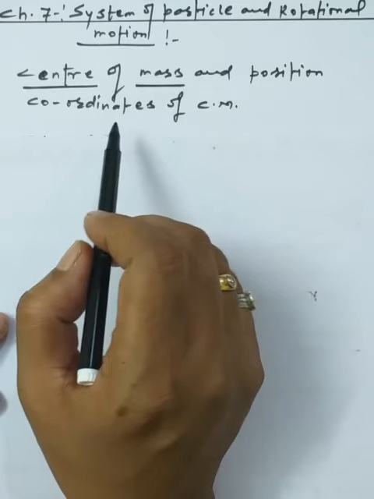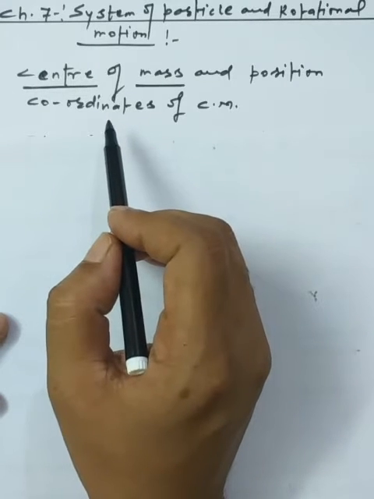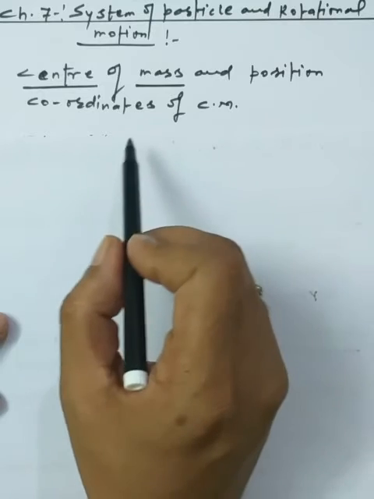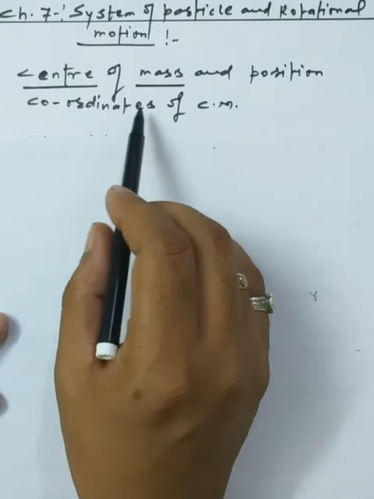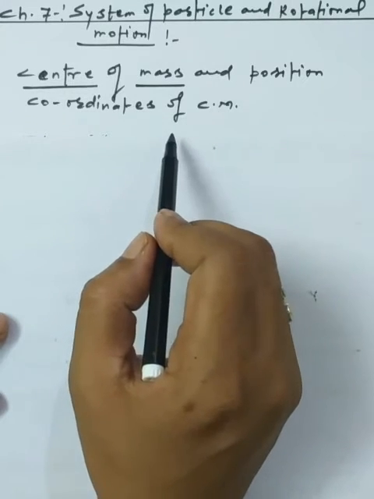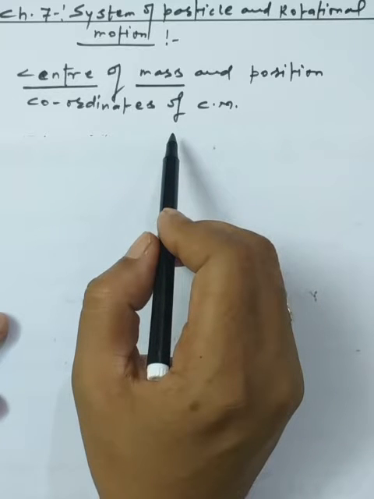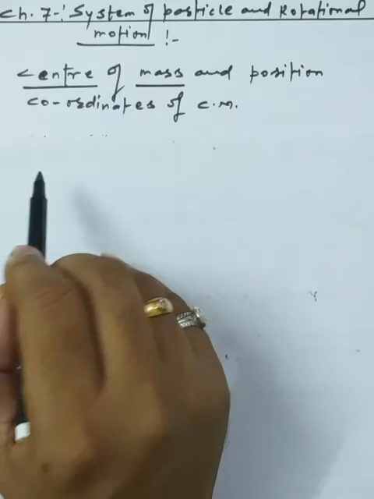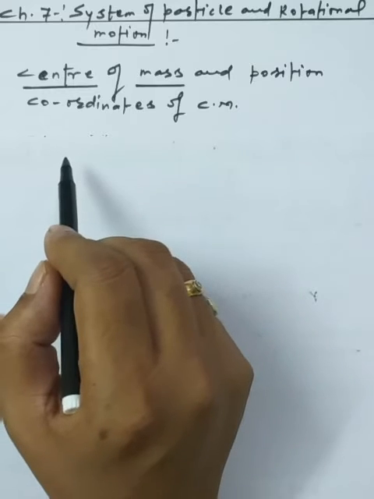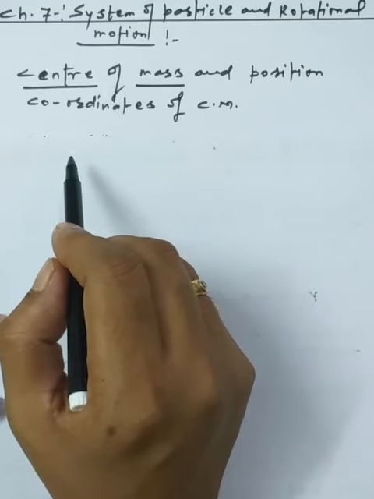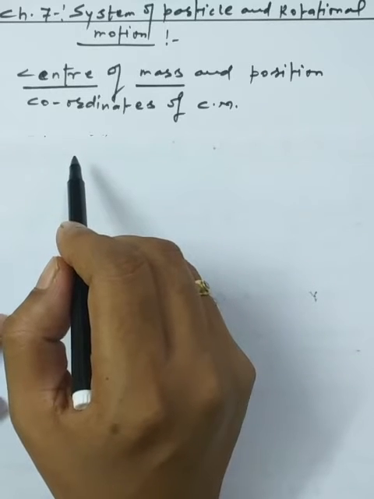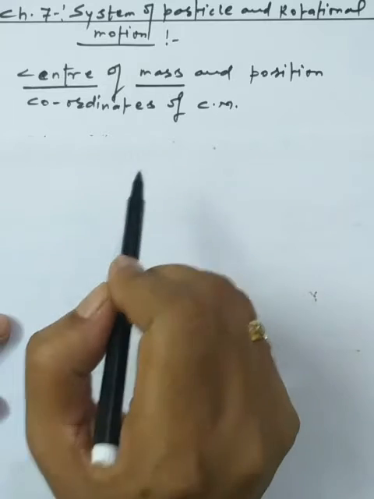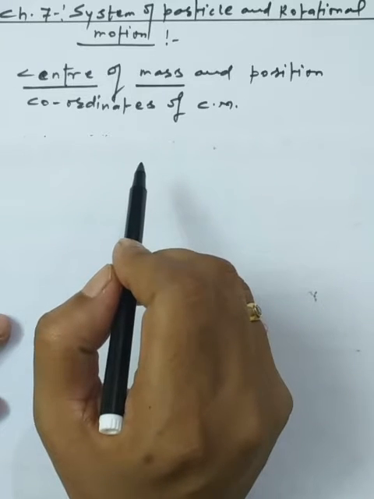Now, dear students, chapter number 7, System of Particles and Rotational Motion, and we have the topic for the discussion, that is center of mass and its position coordinate of the center of mass. So, generally, we want to discuss the meaning of the center of mass. Simply, it is a point inside a rigid body where the whole mass is assumed to be concentrated. So this point is known as the center of mass.